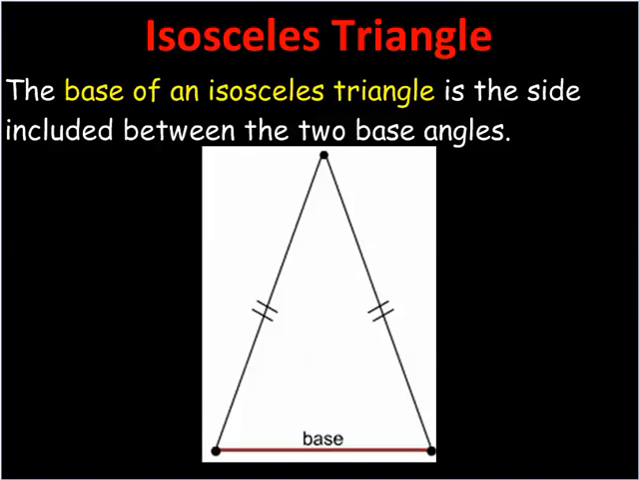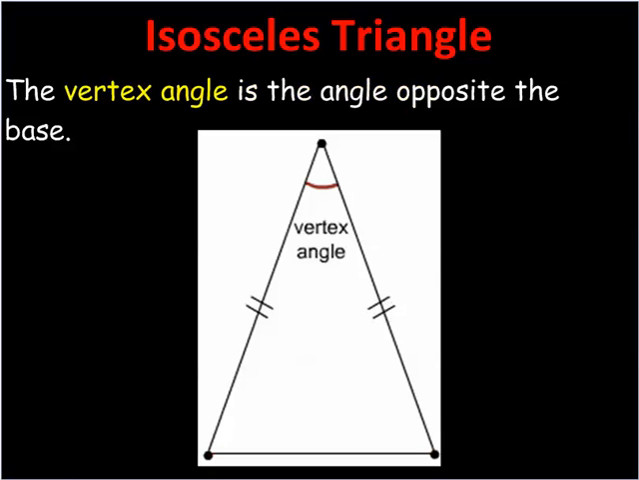The base of an isosceles triangle is the side included between the 2 base angles, and you can see it highlighted in red with the word base above it. And then the vertex angle is the angle opposite the base, always.